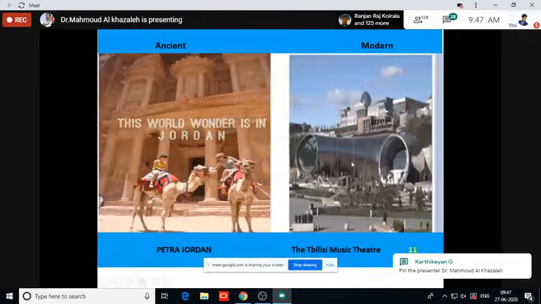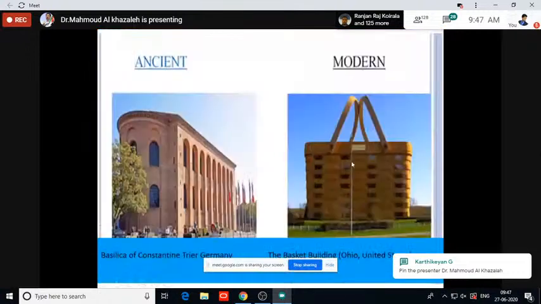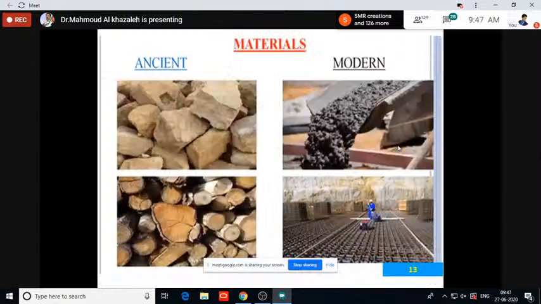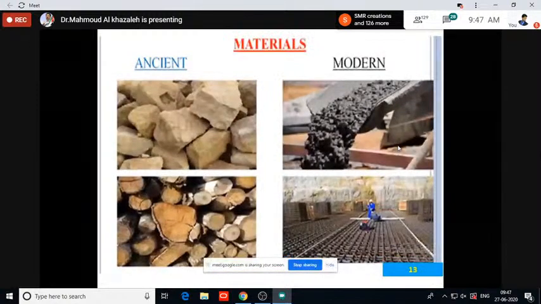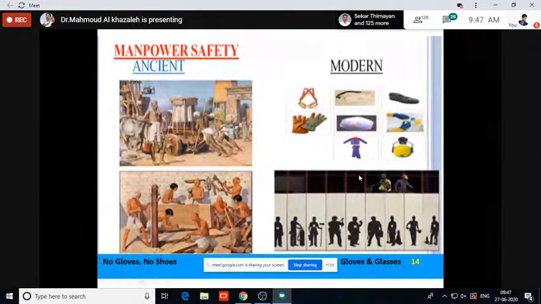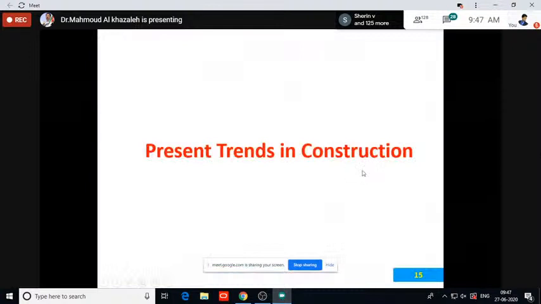But if I go back to all ancient construction projects, it's totally different because they used the local material. Here I compare the two things, ancient and modern. We can find a big difference between them. As material, even ancient material and modern material is totally different. Even as safety, the manpower safety in ancient times was not protected, but today we saw different types of safety used.